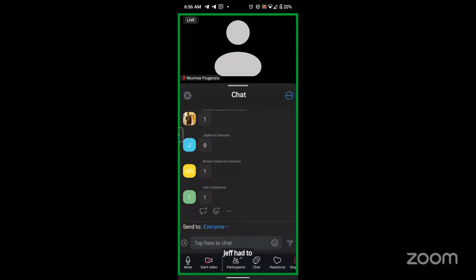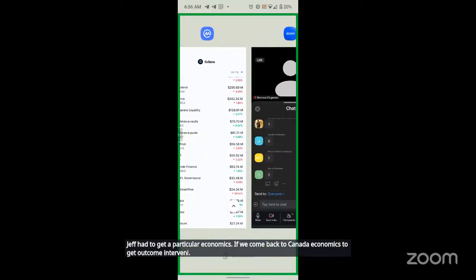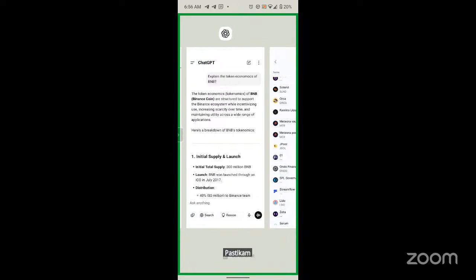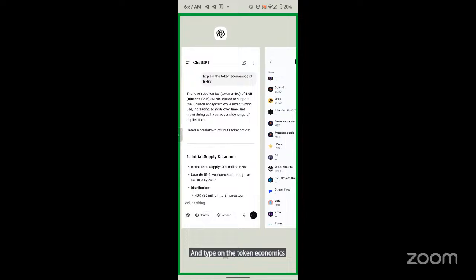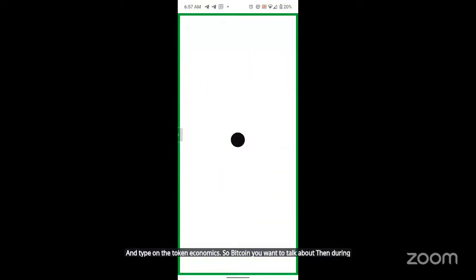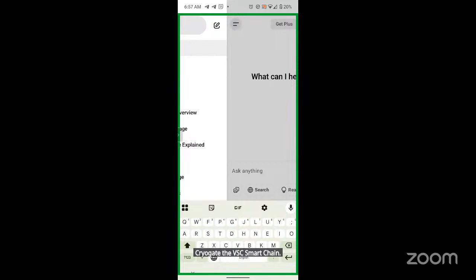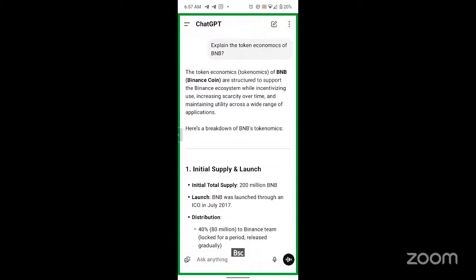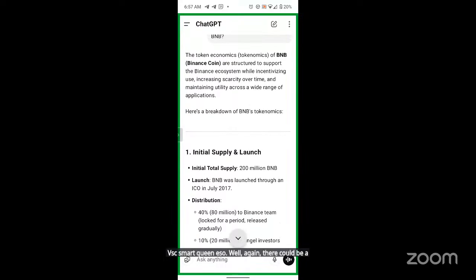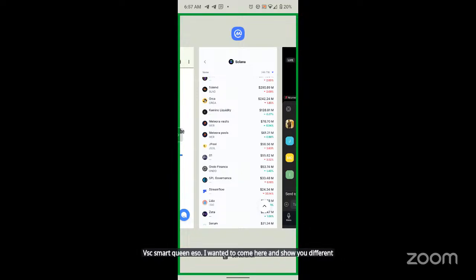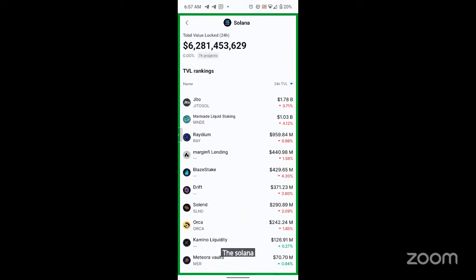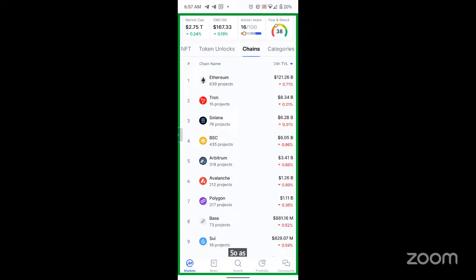Japheth, we talked about token economics and covered many things. We started with token economics, which is very important. First come to ChatGPT and type the token economics of the coin you want to talk about. Then, for example, the token economics of BNB, we talked about the BSC smart chain. I wanted to come here and show you different chains, like the Solana chain. Those are all chains, and all coins have chains. So once you transfer a coin or you want to deposit a coin, you use that very chain, okay?